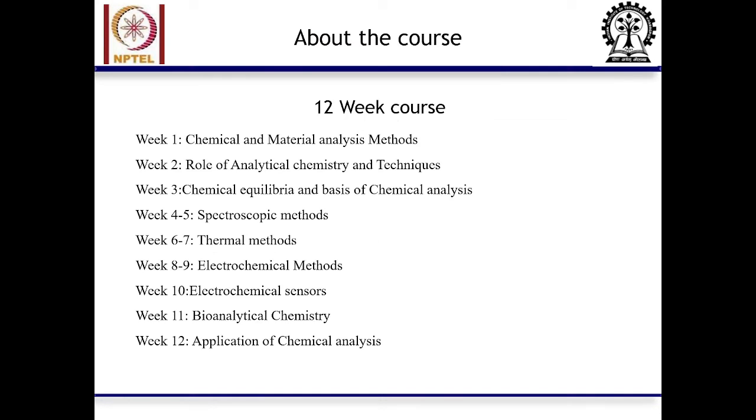So here basically it's a 12-week course. In week 1 we will go through the chemical and material analysis method. In week 2 we have the role of analytical chemistry and techniques. Week 3 we have chemical equilibria and basics of chemical analysis. Weeks 4 and 5 we will go through the spectroscopic methods like UV-visible, fluorescence and all. In weeks 6 and 7 we go through the thermal methods, basically TGA and DSC. Weeks 8 and 9 we go to the electroanalytical methods. Week 10 we have the electrochemical sensor. Week 11 we have bioanalytical chemistry. And week 12 we have the applications of chemical analysis.